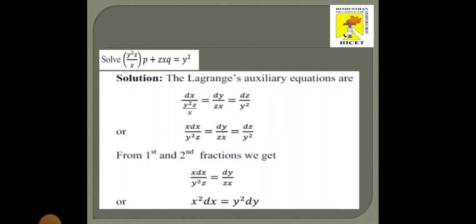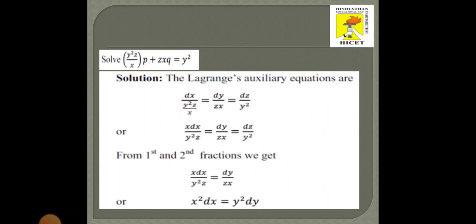Now the x in the denominator goes to the numerator in the first ratio. So consider the first two ratios, we get x dx by y square z equal to dy by zx. Now we have common term z in the denominator. So cancelling z, we get x dx by y square is equal to dy by x. On cross multiplying, we get x square dx equal to y square dy. Now integrating, we get the solution.